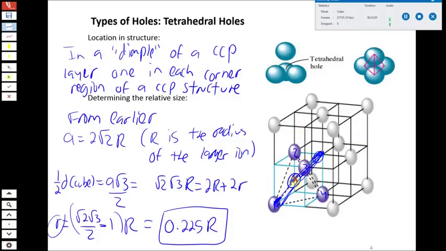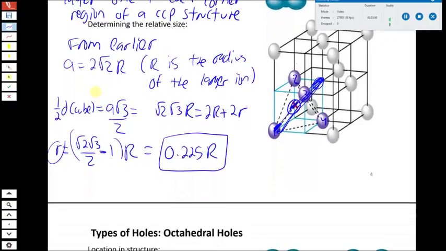of the cube, in that region over there. There'll be another one up here, here, and so on. And then the sizes of those, which is 0.225 times the radius of the anion. All right, so that's the first type of hole.